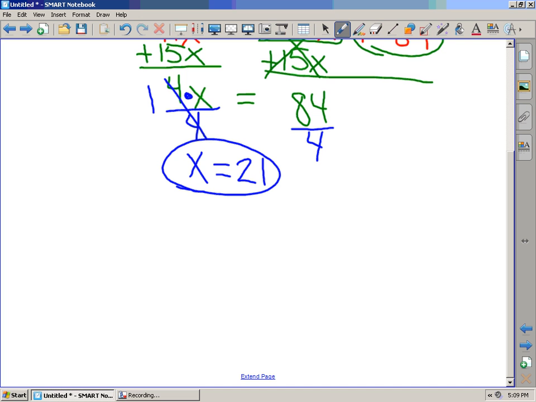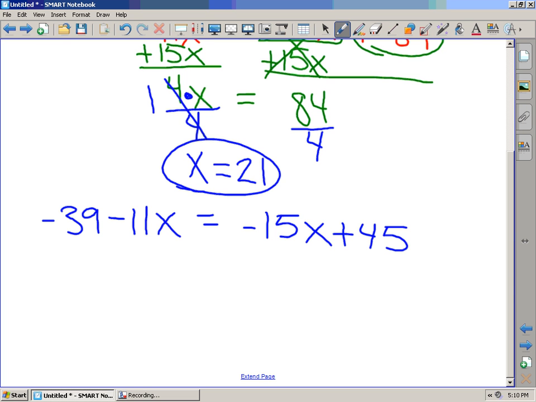Since it's easy to make mistakes when you're moving things from one side to the other, changing things from positive to negative, it's really important that you check your work. So let's go ahead and rewrite the problem. Negative 39 minus 11x is equal to negative 15x plus 45.